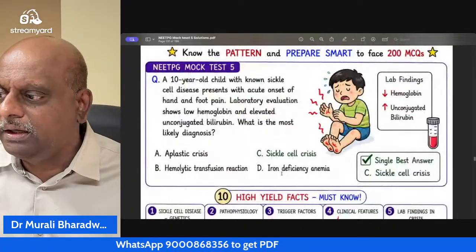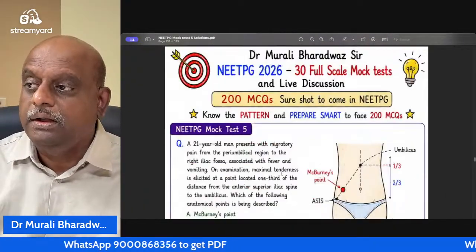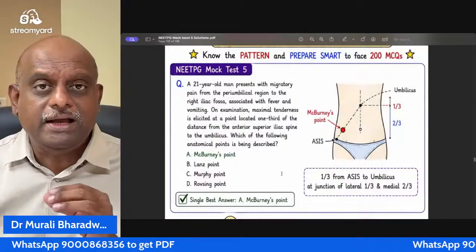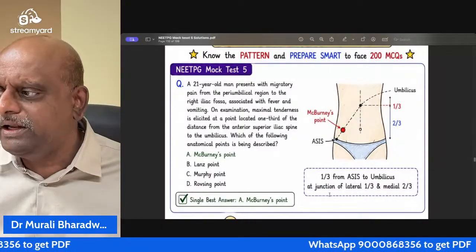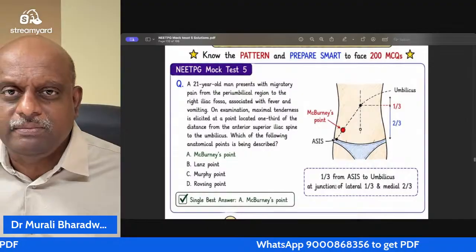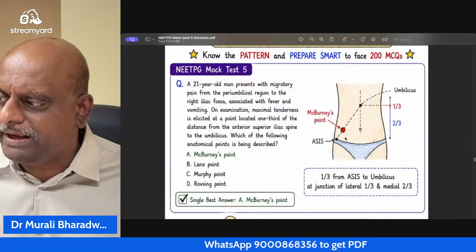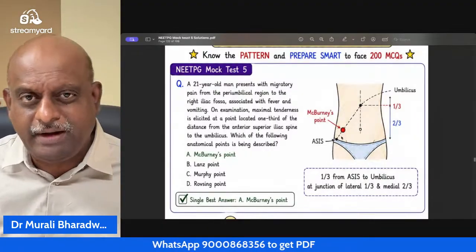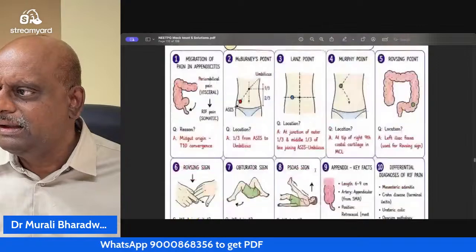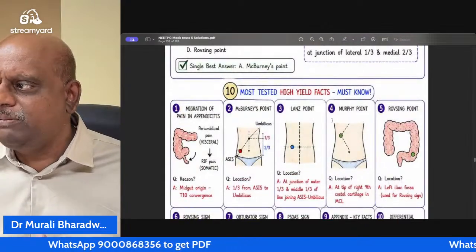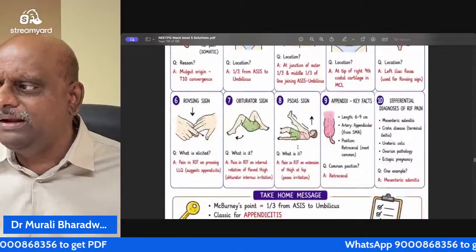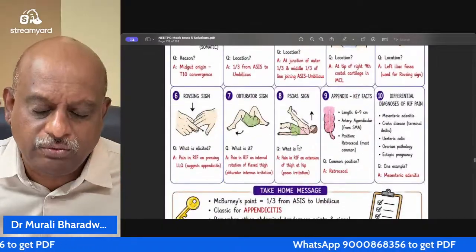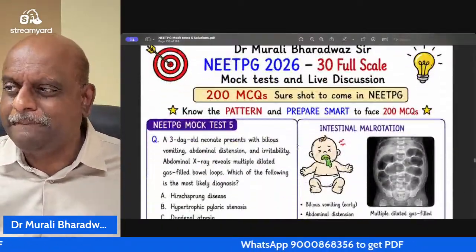So, right iliac fossa with fever and vomiting, you should think of McBurney's point. One-third from anterior superior iliac spine to umbilicus, at the junction of the lateral one-third and medial two-thirds. So you should know what is Lanz point, Murphy point, Rovsing point, obturator sign, psoas sign, everything. I leave the literature for you to remember.